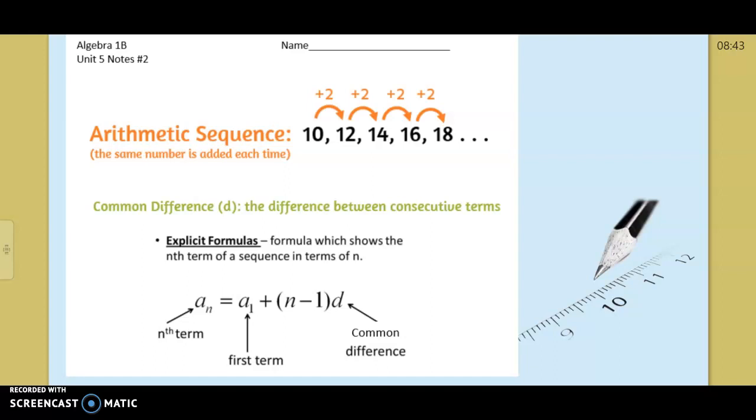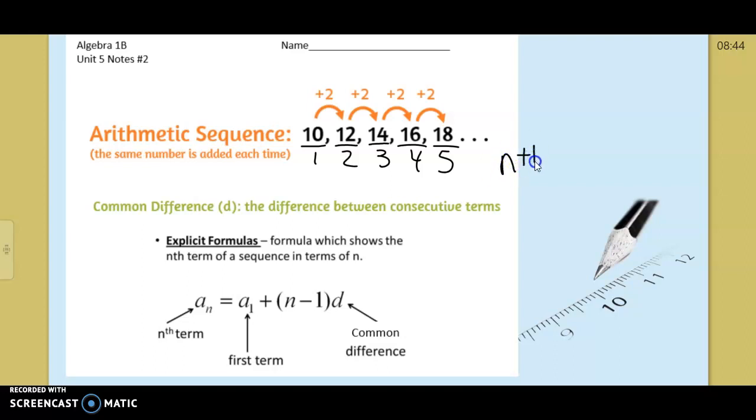So we have an arithmetic sequence, and we can see that it's going 10, 12, 14, 16, 18, and these would be considered the place that the number is in. So the biggest thing that's confusing for students is we have numbers talking about numbers. So in the first place, we have 10. In the second place, we have 12. Third place, we have 14, 16, 18, and so on.